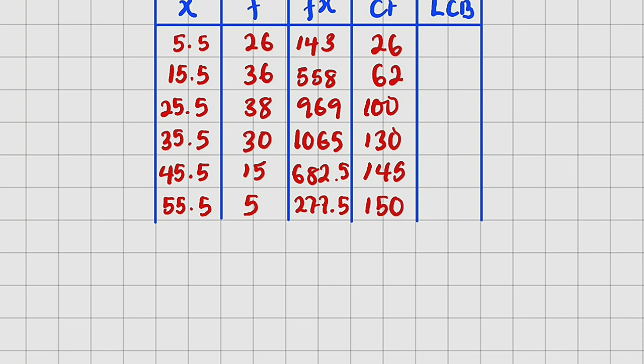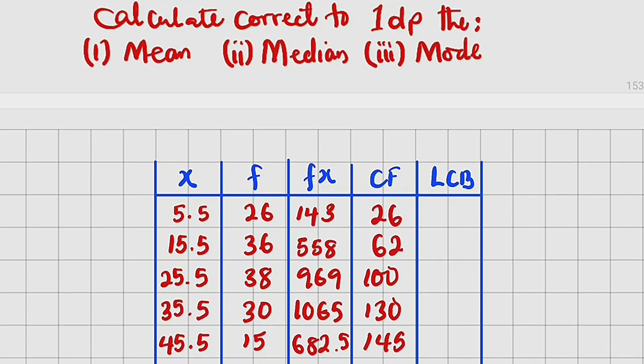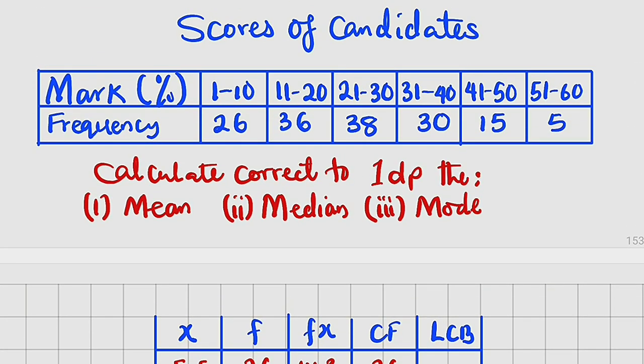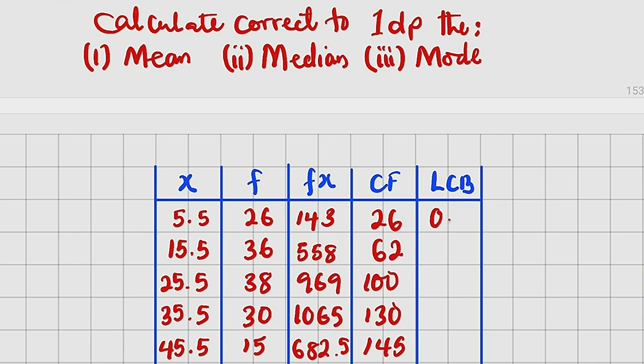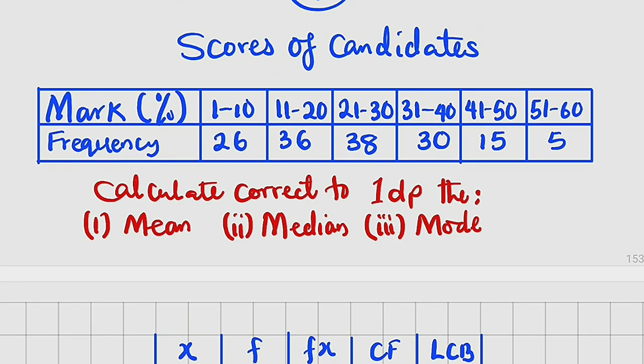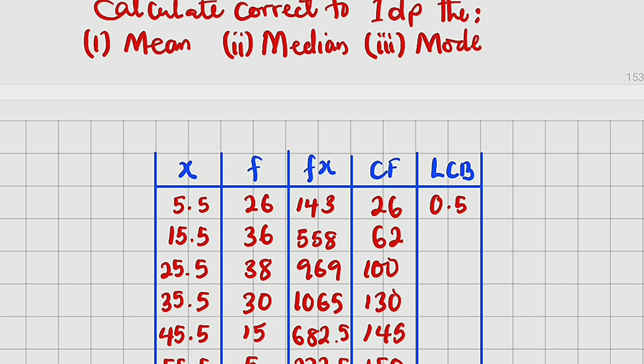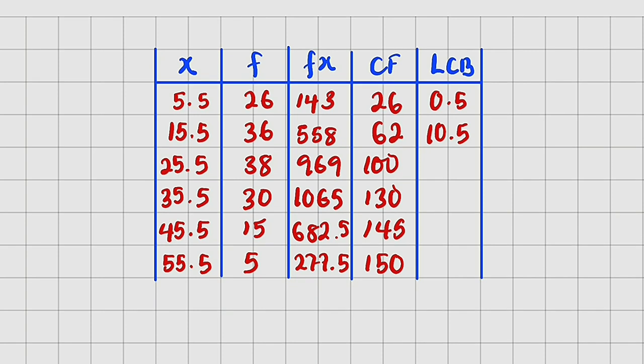All right. Then lower class boundary. To find the lower class boundaries, we have to subtract 0.5 from every single lower class limit. So if you take this one, you subtract 0.5, you're going to get 0.5. Take the second one, subtract 0.5, you're going to get 10.5. Remember, we have the same class size. If you keep on adding 10, 10, 10, because from here to here, we have a difference of 10. So we have 20.5, 30.5, 40.5, and lastly, 50.5.